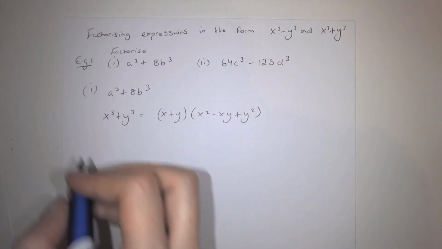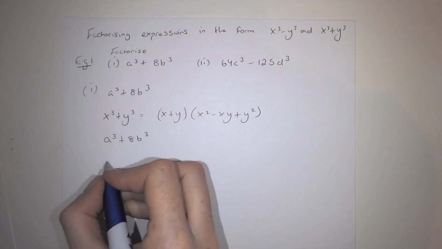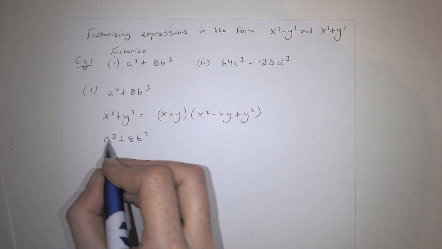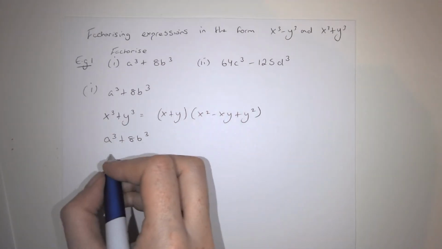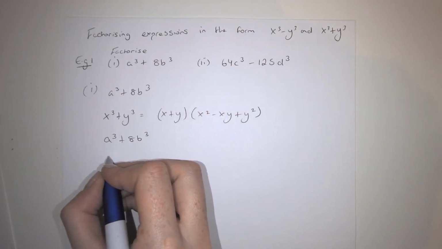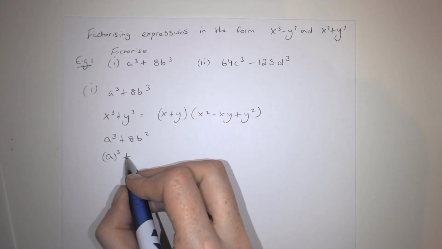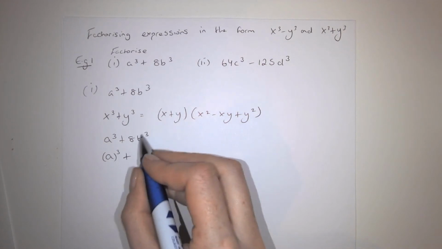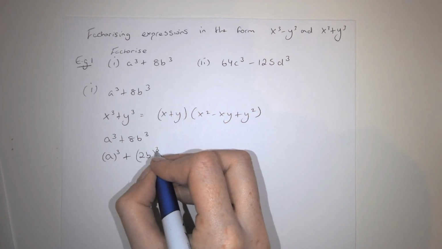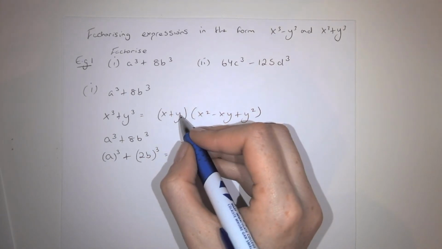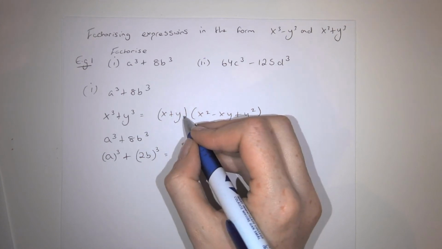In order to use it for a cubed plus 8b cubed, I just have to see what was multiplied by itself to give me a cubed. So I'll rewrite that before I use the formula: a cubed plus what was multiplied by itself 3 times to get 8b cubed, and it was 2b. Then off I can go, and I literally just fill in my formula after that. My a is my x part and my 2b is my y part.